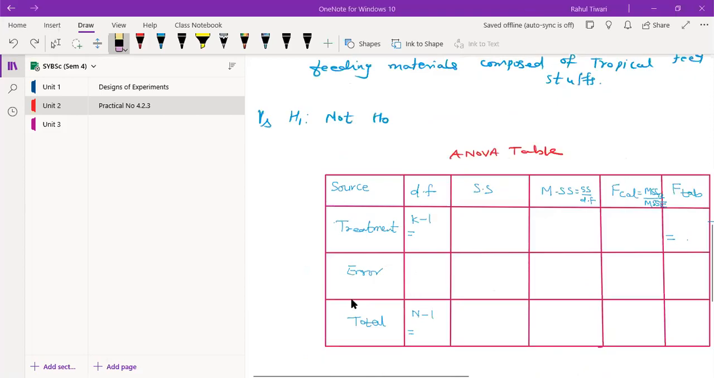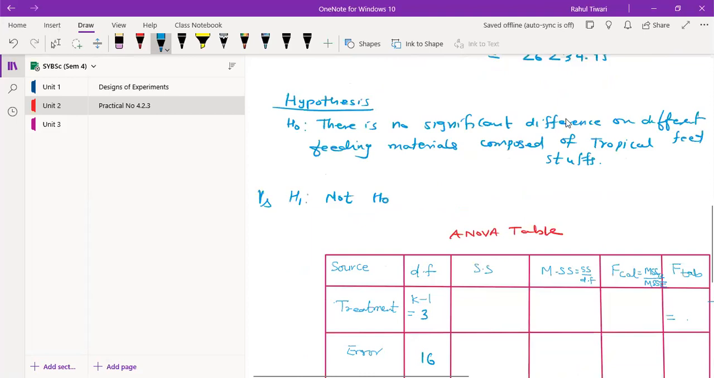I feel this will be the total 20 observations. So n minus 1 becomes 19. With 4 treatments, it is going to be 3. And so 19 minus 3 becomes 16. And you have already calculated the sum of squares, right? So you can just substitute the sum of squares.